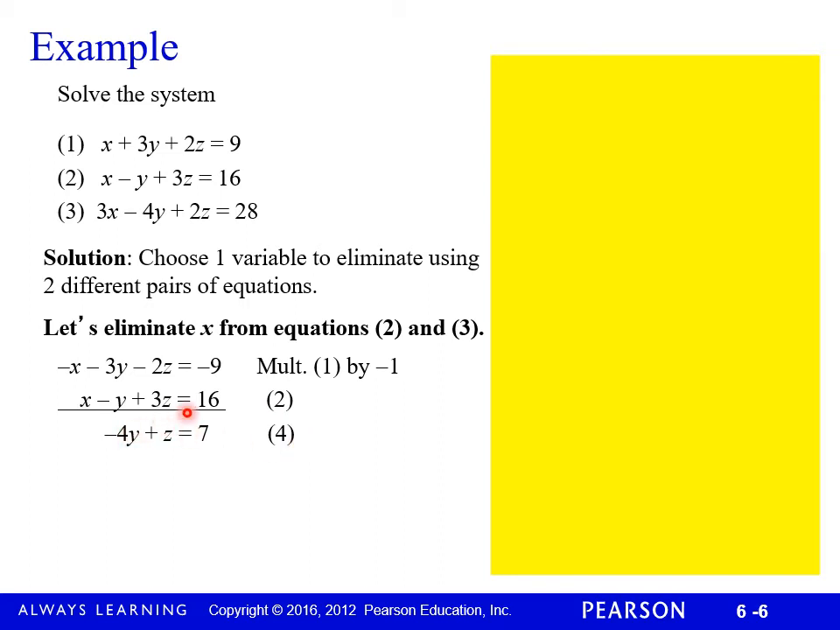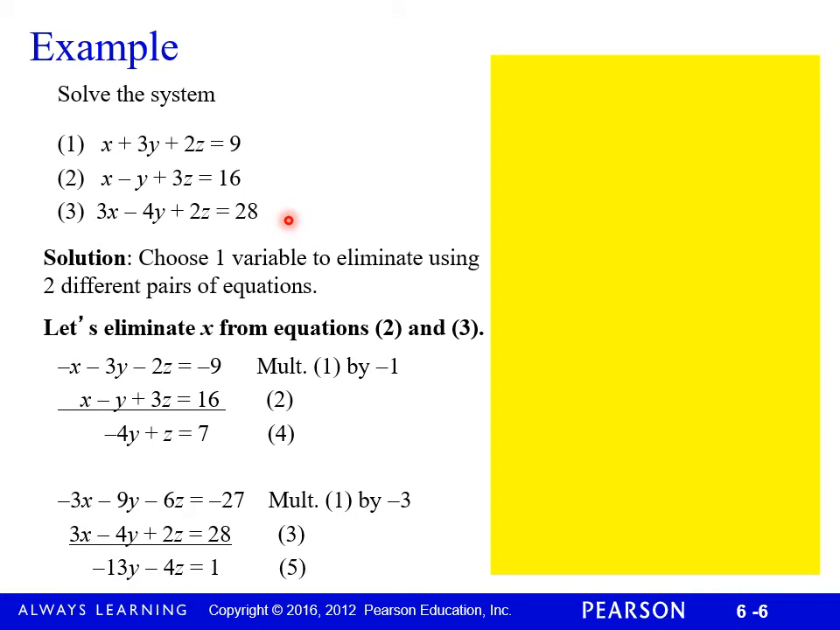We're going to do the same thing with equation 3, okay? So we're going to use equation 1, we're going to multiply it by -3 so that we can add it to 3 and get the x to disappear. So we multiply equation 1 by -3, we then add it to equation 3, and we get this new equation, -13y minus 4z. So we now have these 3 equations. Our original system, this is the same system, we've just simplified some of these equations.